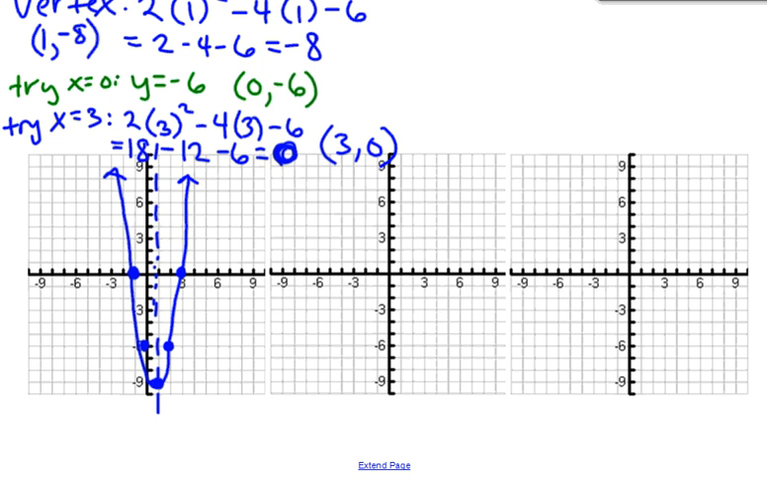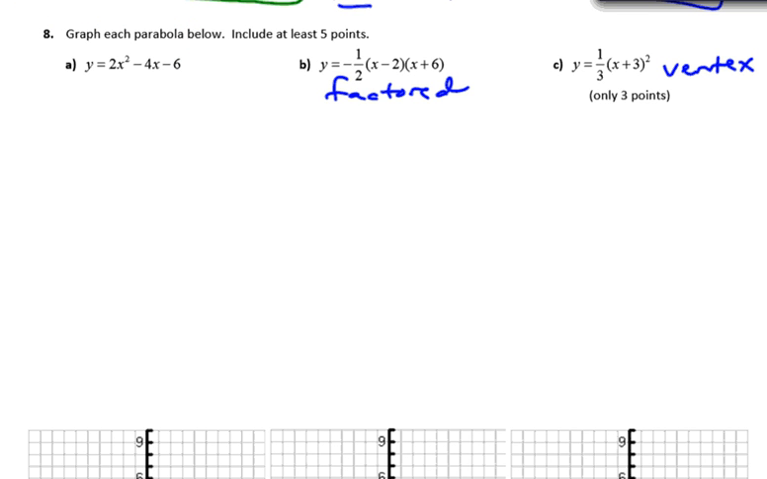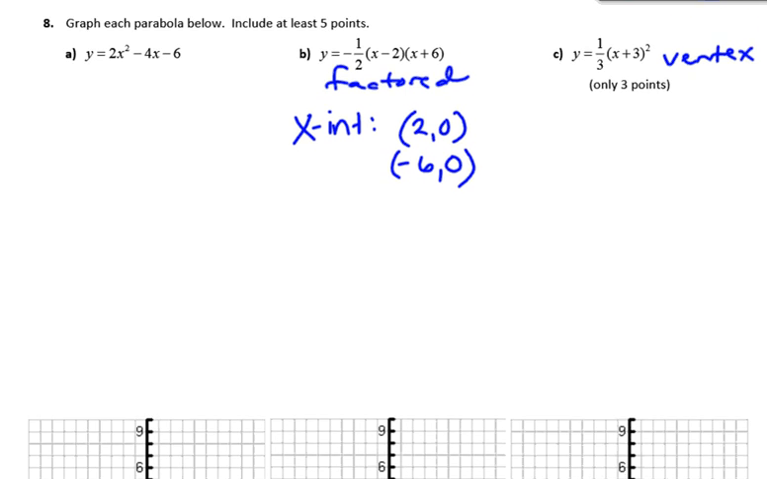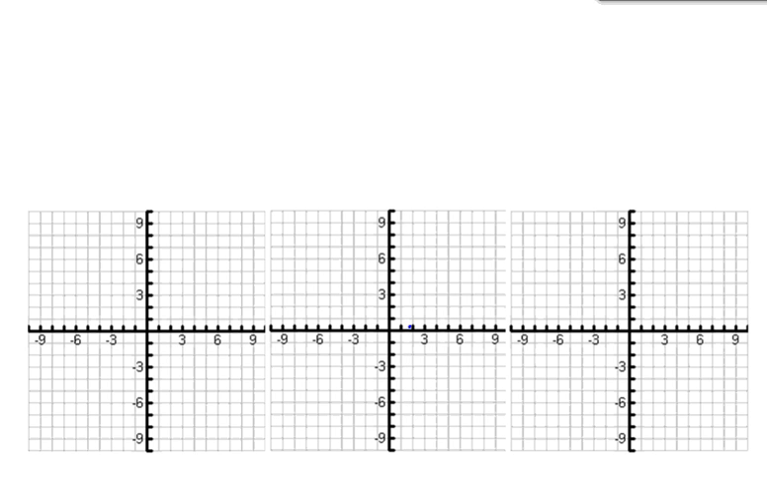All right, so then moving along to part B. Okay, part B is in factored form. So factored form tells us the x-intercepts. Remember when you're in parentheses, it's the opposite sign. So the x-intercepts are positive 2, 0 and negative 6, 0. Remember to graph as you go. So I'm going to plot positive 2, 0 and negative 6, 0 on my graph.